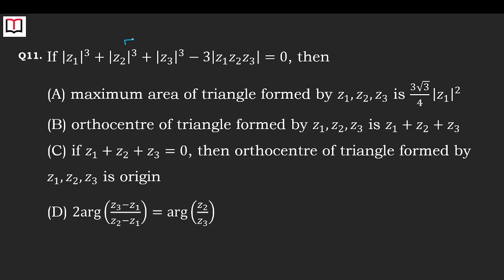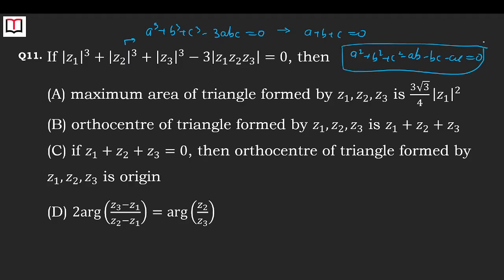Now see, look at this. Doesn't that match? If you see, mod of z1, mod of z2, mod of z3 are all real numbers. So a cube plus b cube plus c cube minus 3abc equals 0. Now what does that mean? Either a plus b plus c is 0, or a square plus b square plus c square minus ab minus bc minus ac is 0. All of you agree or not, bachcho?